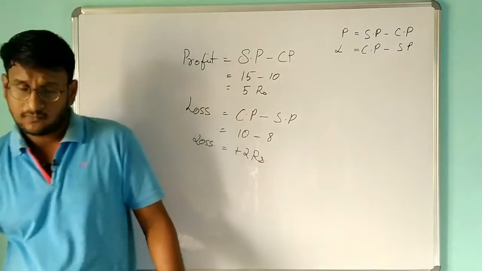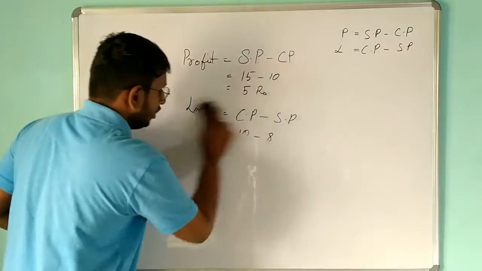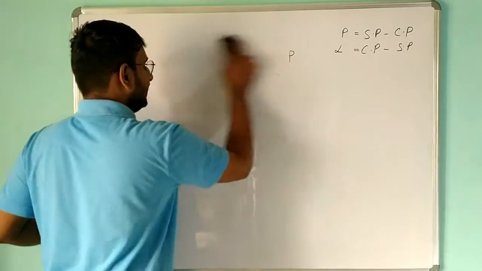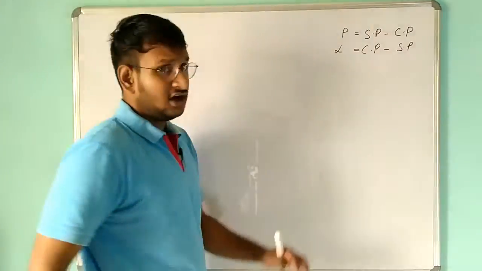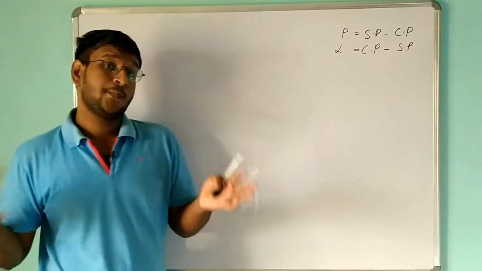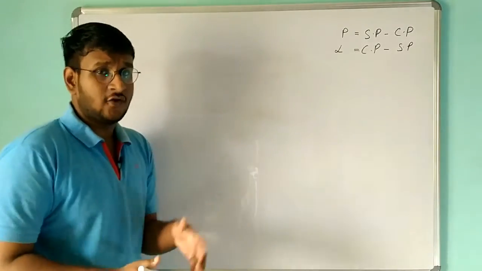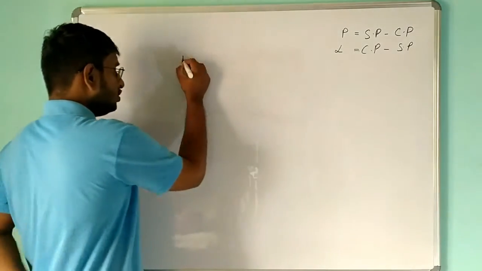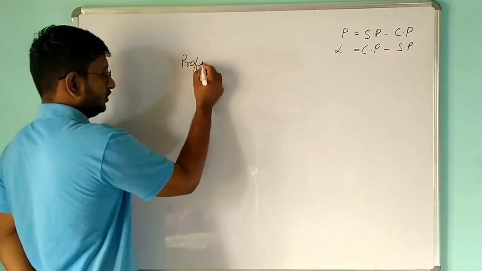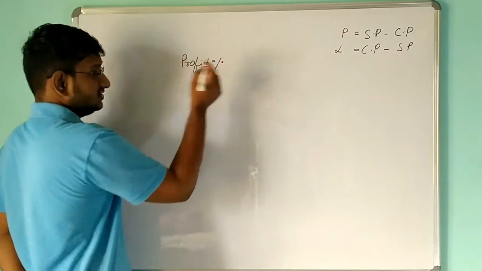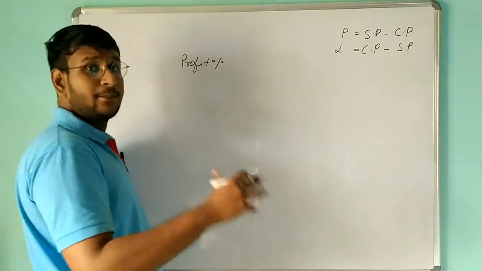Then let's see a few more formulas as well. In order to find profit or loss, we can use these two formulas. But in order to find the profit percentage or loss percentage, we need to use another formula. Now, to find the profit percentage, it's not the profit, it's the profit percentage.